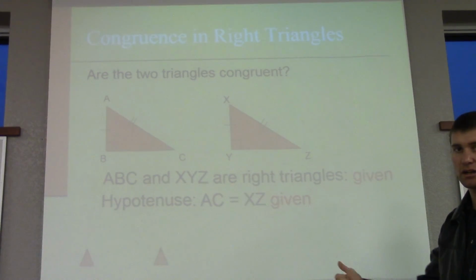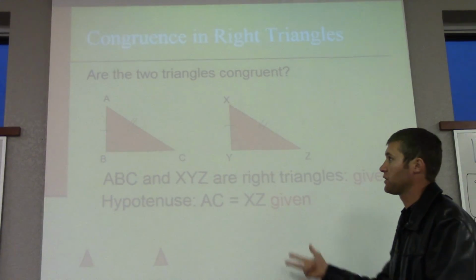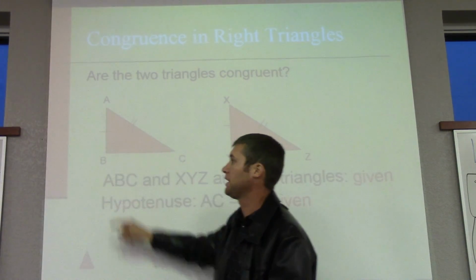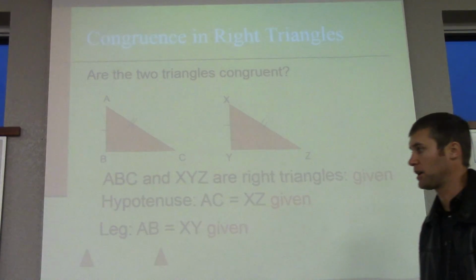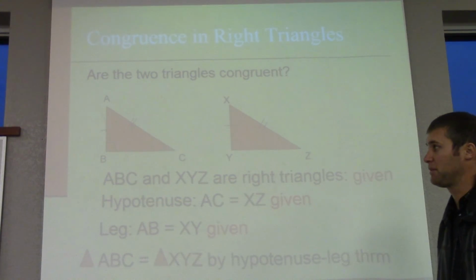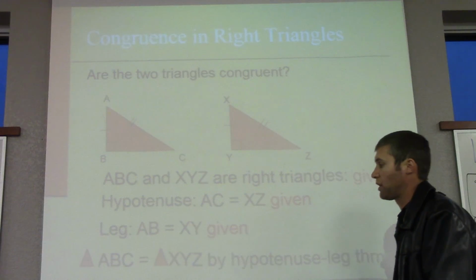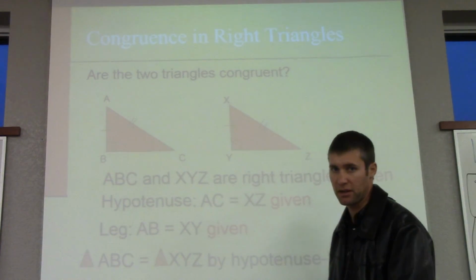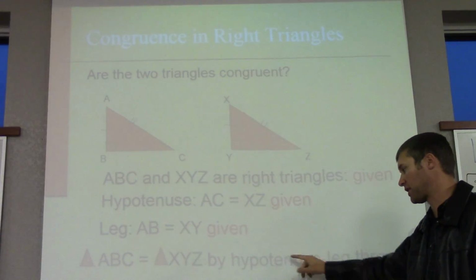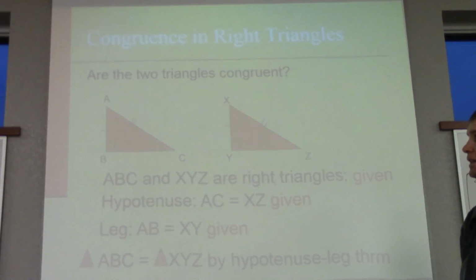So we have the right angle, we have a hypotenuse, so now we need to show one leg. And if you look, you have XY and AB, they're equal. So we have our hypotenuse, we have our leg. Therefore, we can say triangle ABC is congruent to XYZ by the hypotenuse leg theorem. And you'll see this shortened to the HL theorem as well.